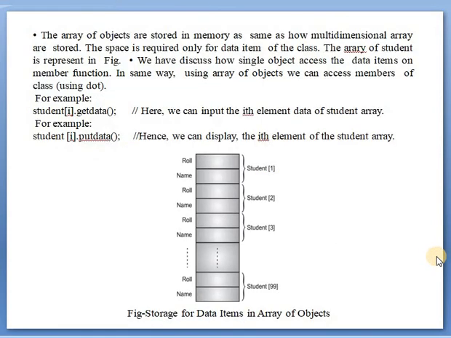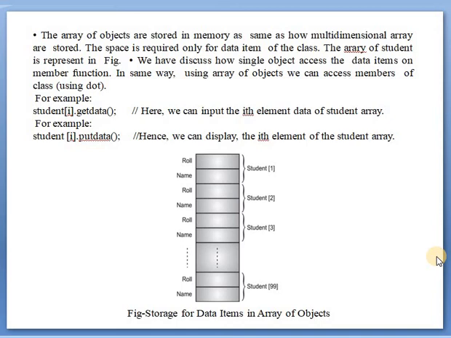Next, the array of objects is stored in memory the same way multidimensional arrays are stored. The space is required only for the data items of the class. So at the time of creating the objects, memory is allocated to that particular object. But when we create an object, the space is only required for the data variables, not for the member functions. We only have to store data. There is no space allocated for the member functions.